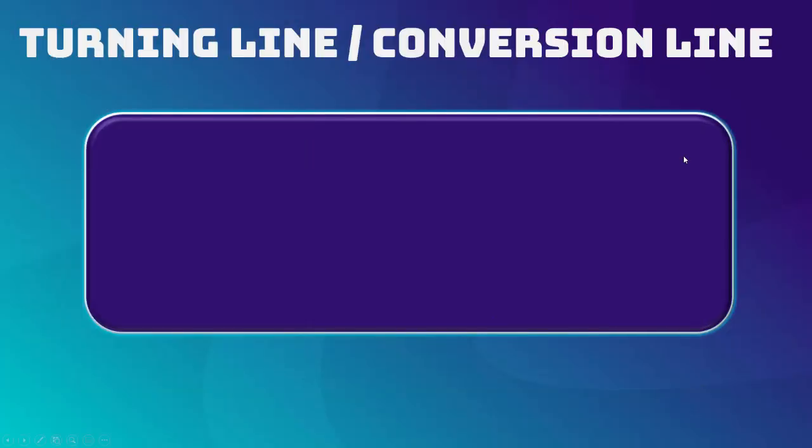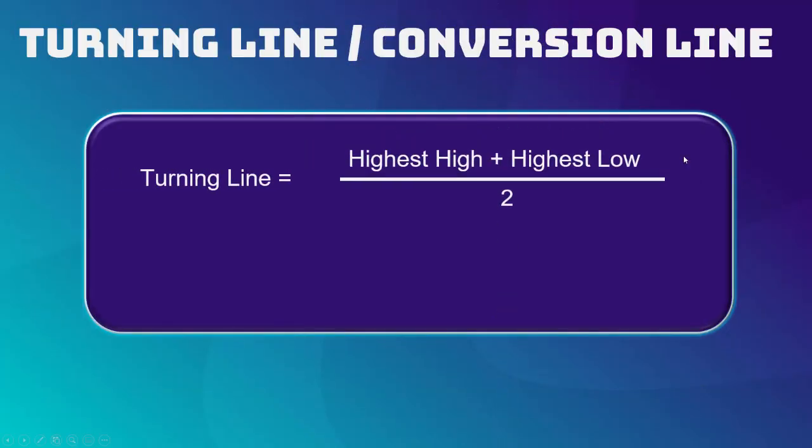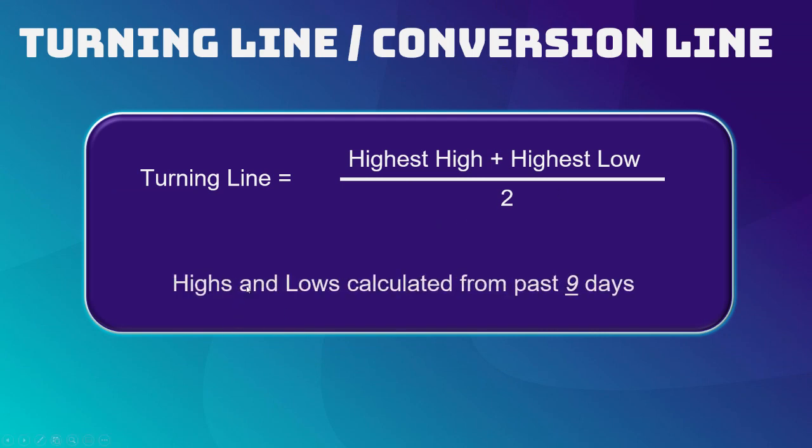Anyway, the next line is the turning line, which is the highest high plus the lowest low divided by 2, same thing, but it's calculated over the last 9 days. So as you can see, instead of 26 days, we're only using 9 periods now, or 9 days, again, depending on the time frame you're using. It's just 9 candles. So this is going to be a little more sensitive because you're not using as much data, and it could show different highs and different lows.